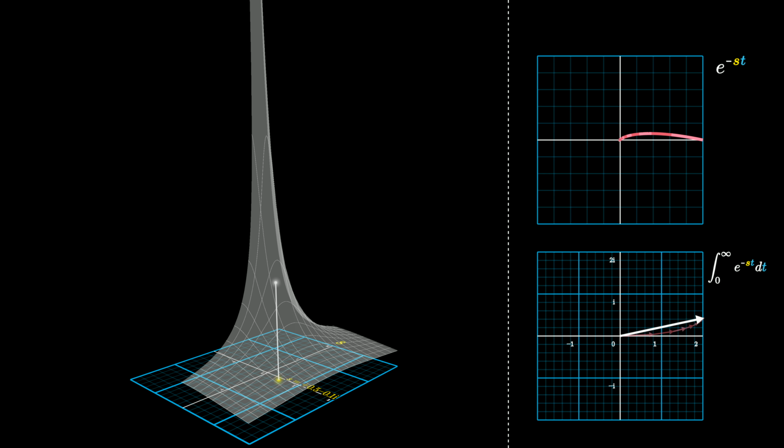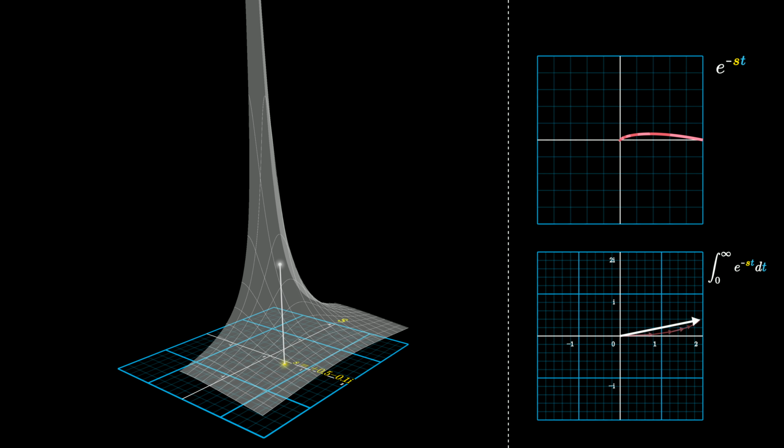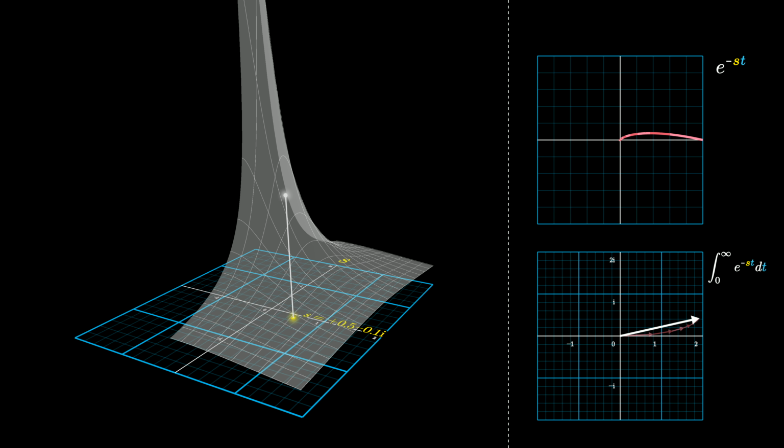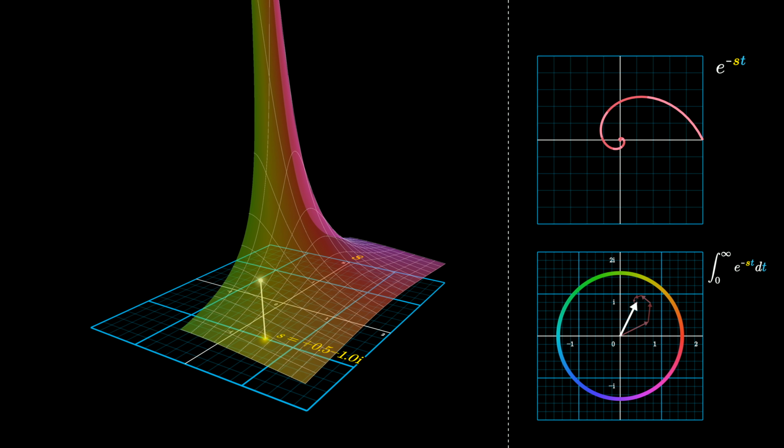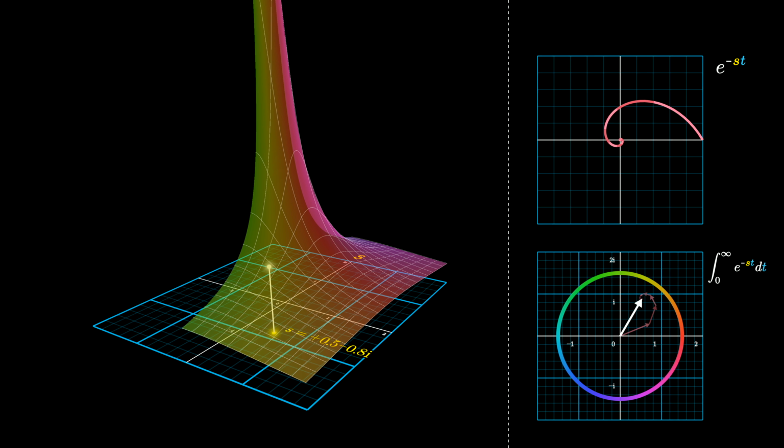Now, as it stands, I'm only graphing the magnitude of that output, but of course, it has more information than that. It has a direction too. So if we associate every possible direction of that output with a unique color, then one thing I could do is color the graph, giving us a richer sense of what that output looks like.